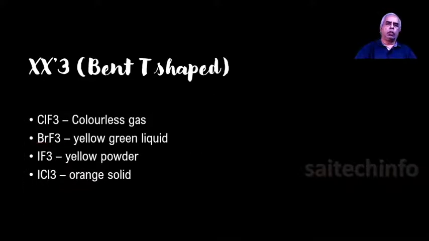Then XX'3 compounds are generally of bent T-shaped structure. Chlorine trifluoride is a colorless gas, whereas bromine trifluoride is a yellow-green liquid and iodine trifluoride is a yellow powder. Iodine trichloride is an orange solid.